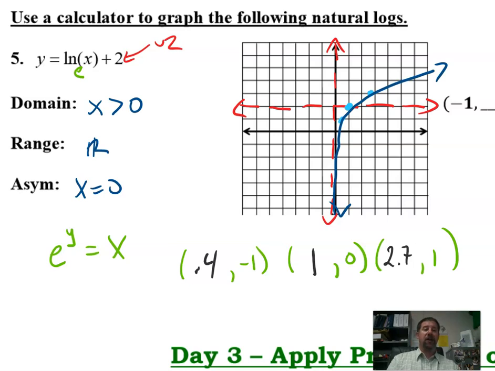Sketch your curve. Again, all logs should be going to the right, the way this one looks here. And then the domain is x is greater than 0. The asymptote is x equals 0. And the range is all real numbers.